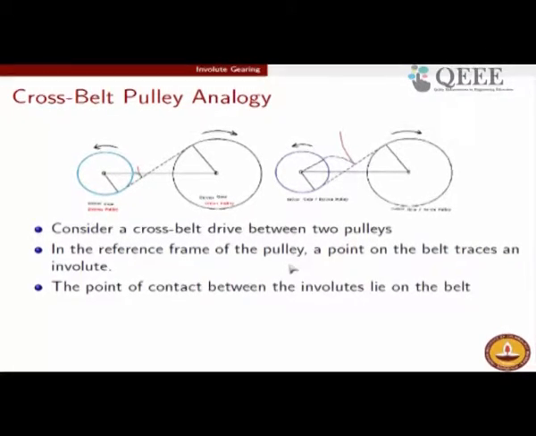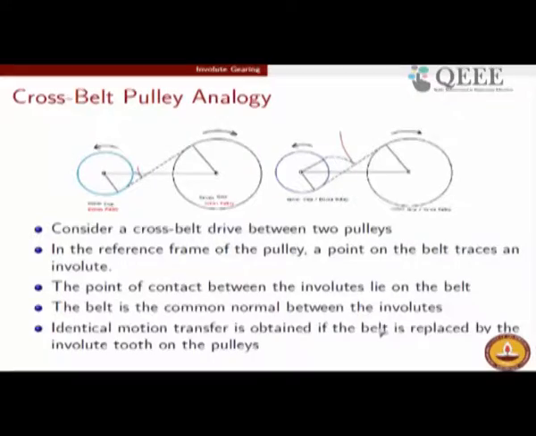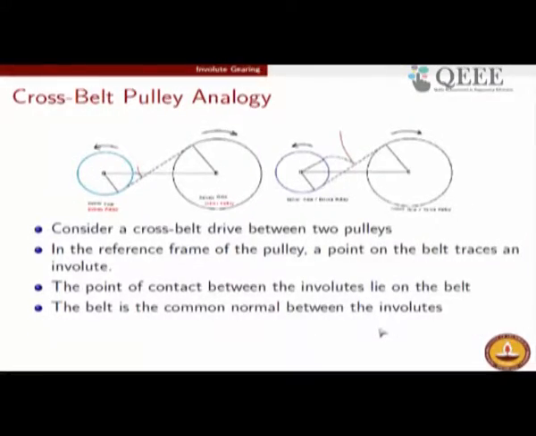So, this is exactly what I have told you. So, the point of contact between the involutes always will lie on the belt, which means the belt is the common normal between the involutes, and the common normal therefore did not change during the course of engagement of this involute, which essentially means that the pitch point did not change. So, what we will now do is from the pulley picture we will come back to the gear picture.